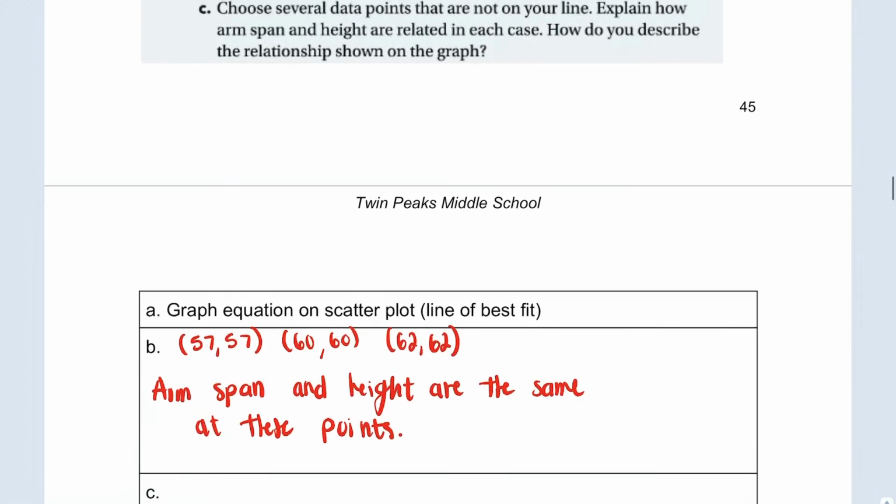Next it says, choose several data points that are not on your line. Explain how arm span and height are related in each case. How do you describe the relationship shown on the graph?